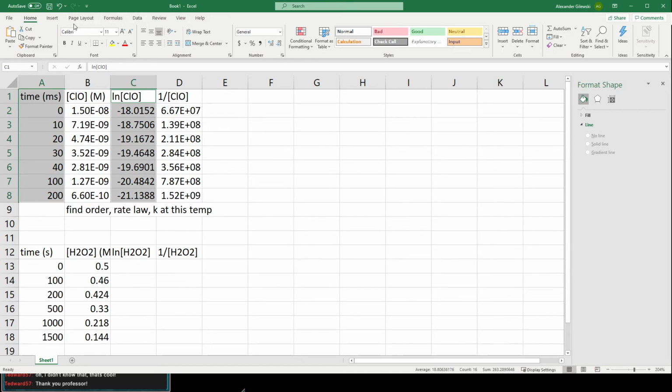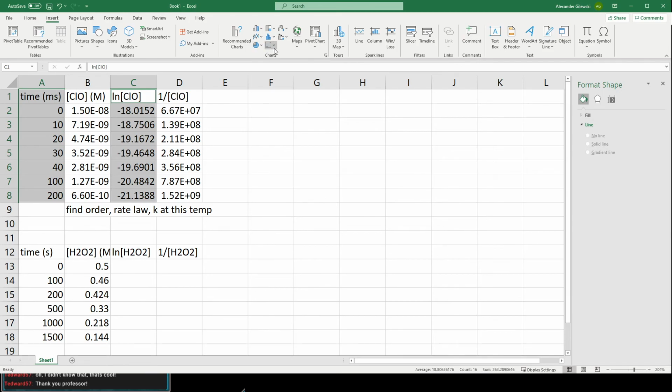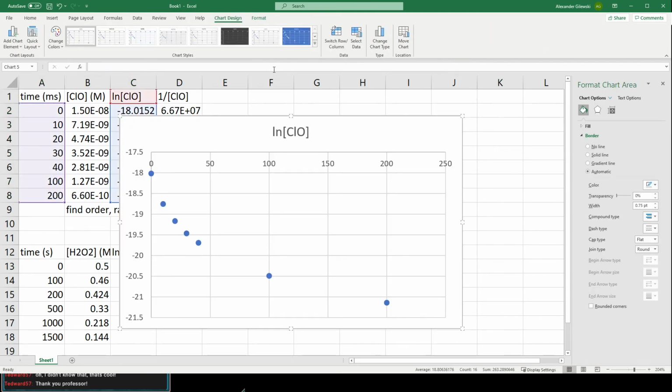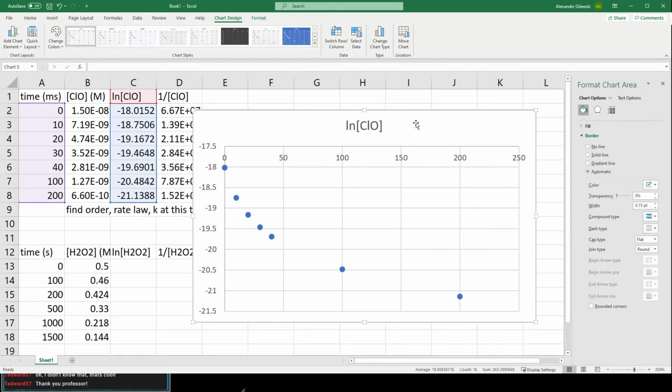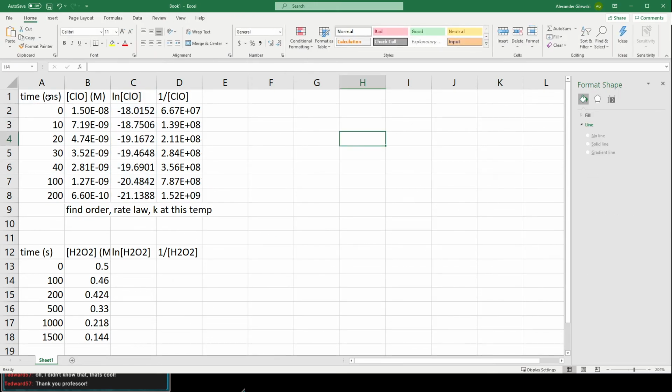Let's try looking at the natural log comparison. So again, I'm going to go to Insert, Charts, Scatter Plot. Is that linear? Not quite, right? We're seeing this kind of slopey thing. So that's probably not the right one either. So let's now compare our last one.